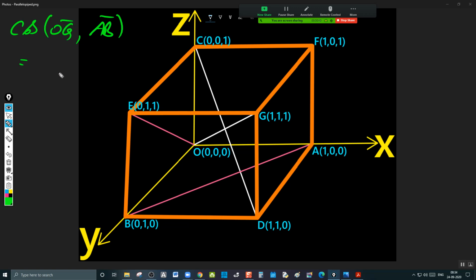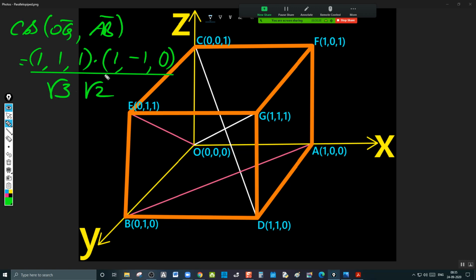So OG bar is 1, 1, 1, dot AB bar. AB bar is 1 minus 0, 0 minus 1, 0 minus 0. So that is 1, minus 1, 0, whole divided by root 3 into root 2, the modulus of OG is root 3 and the modulus of AB is root 2. Or you can straight away make use of a1a2 plus b1b2 plus c1c2. This is 1 into 1, 1 minus 1, 0. As Srivardhan said, it is 0.